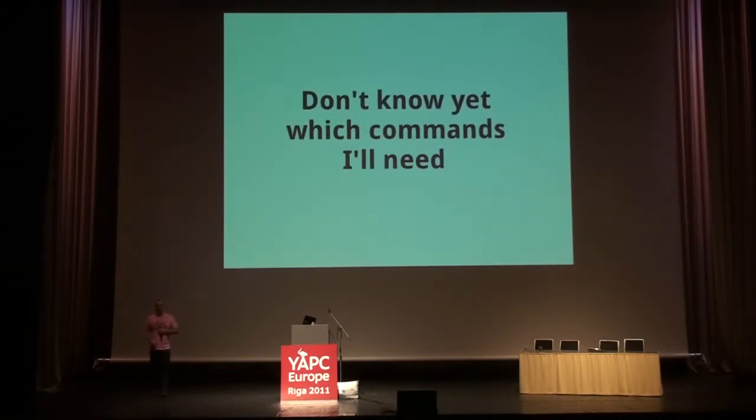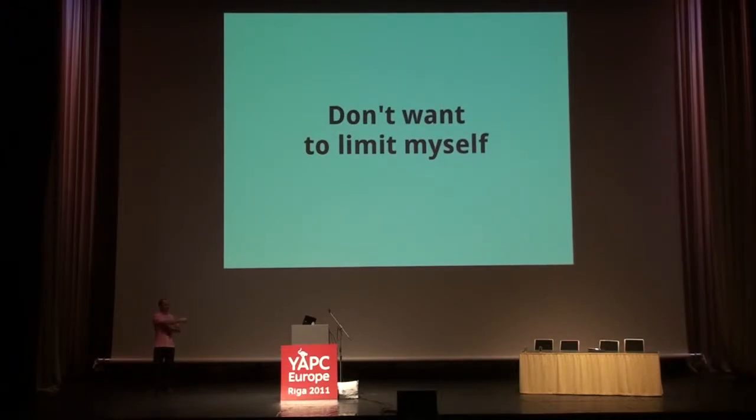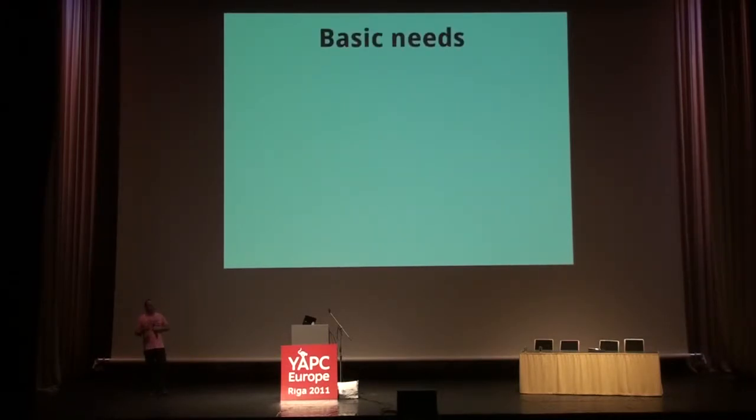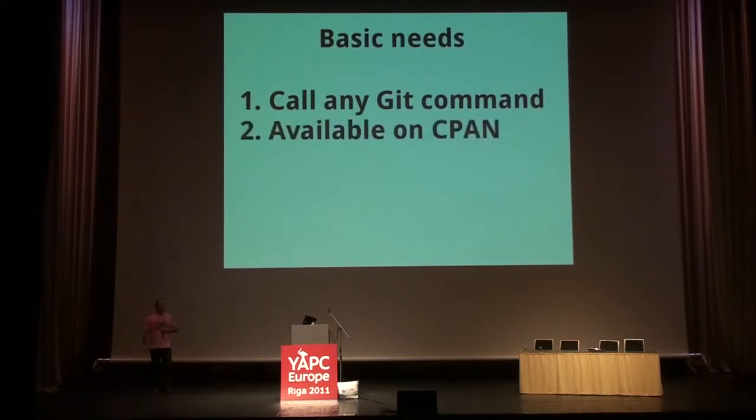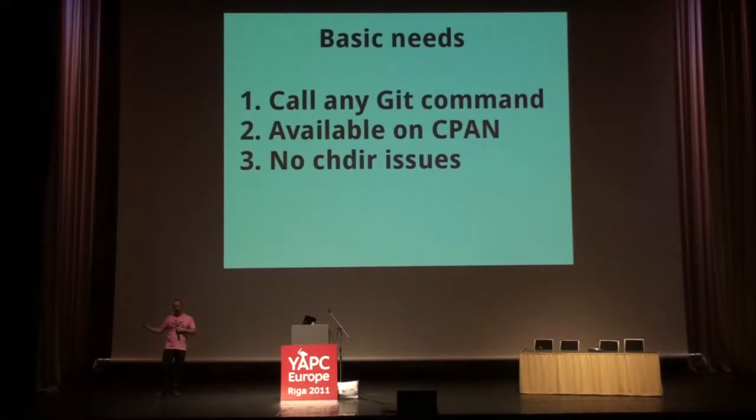When I started that project, it was a great idea and no code, and I wasn't even sure how I would do it. I just knew it should be possible. So I didn't know which Git commands I would need, and I didn't want to limit myself. So I listed my basic needs: I want to be able to call any Git command. I want the module to be available on CPAN, and I don't want any of the directory issues, like what happens if you start your script in a directory and then you change the directory and the Git wrapper expects you to be in another directory or messes up in some way because of a change it did or didn't do.